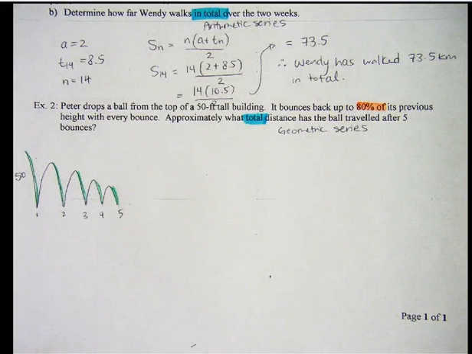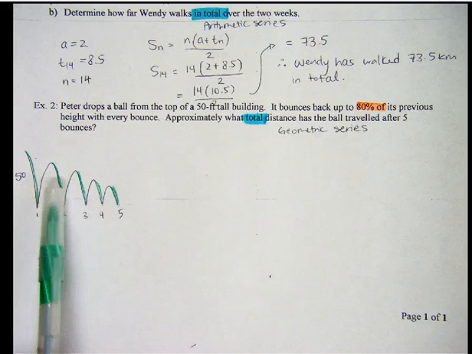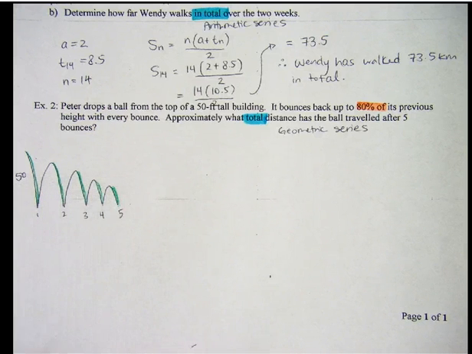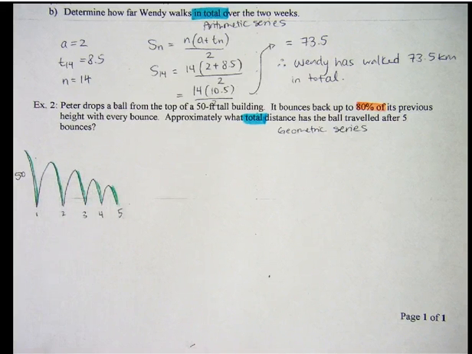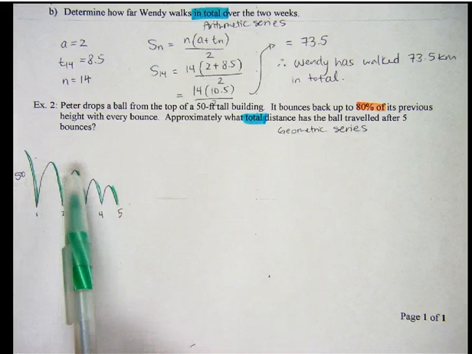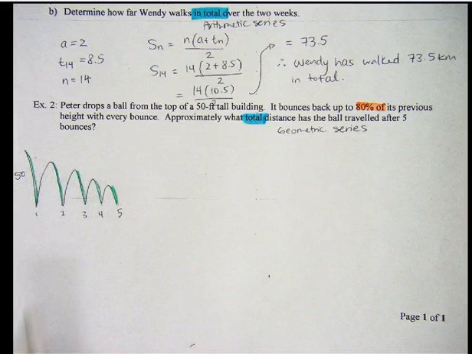So there's the geometric sequence, starting with 50 and then 20% less, or 80% remaining every time. I'm going to calculate the sum of these 5 first, and then I'm just going to subtract 50 afterwards and double the remaining just to account for the up bounce. And then I'm going to add everything together.